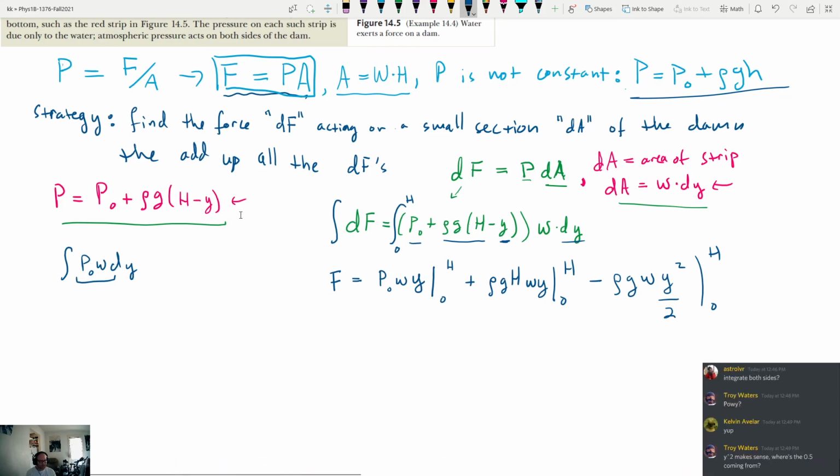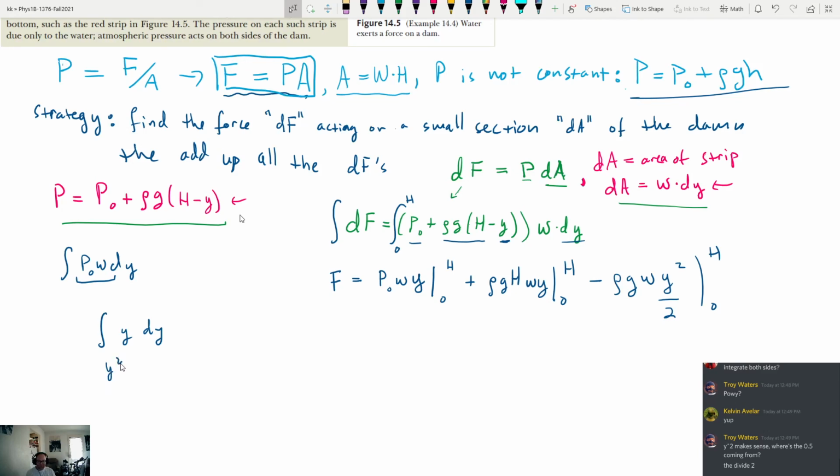Okay, this is the end. We're out of time, so. Where's the 0.5 coming from? Integral y dy is equal to y squared over 2. Yeah, Troy, that's what it is.